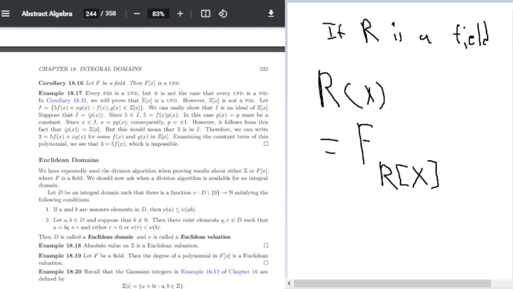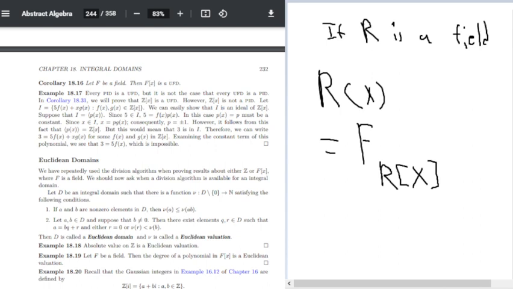In this case, p(x) is equal to p, it must be a constant. Since x is in I, x is equal to p g(x). Consequently, p is equal to plus or minus 1. However, it follows from this fact that the entire principal ideal is equal to Z[x], but this would mean that 3 is in I. Therefore, we can write 3 is equal to 5f(x) plus xg(x), for f(x) and g(x) in Z[x]. Examining the constant term of this polynomial, we see that 3 is equal to 5f(0), which is impossible.